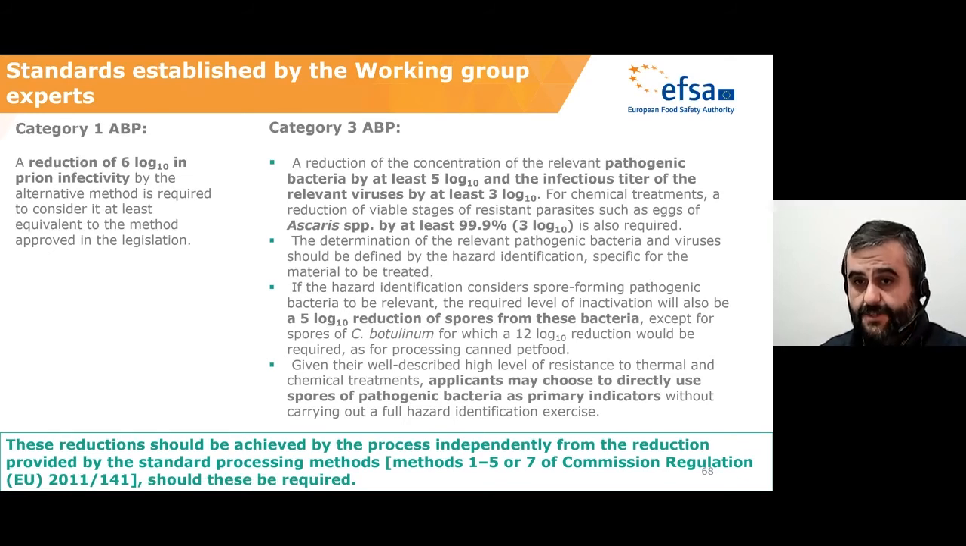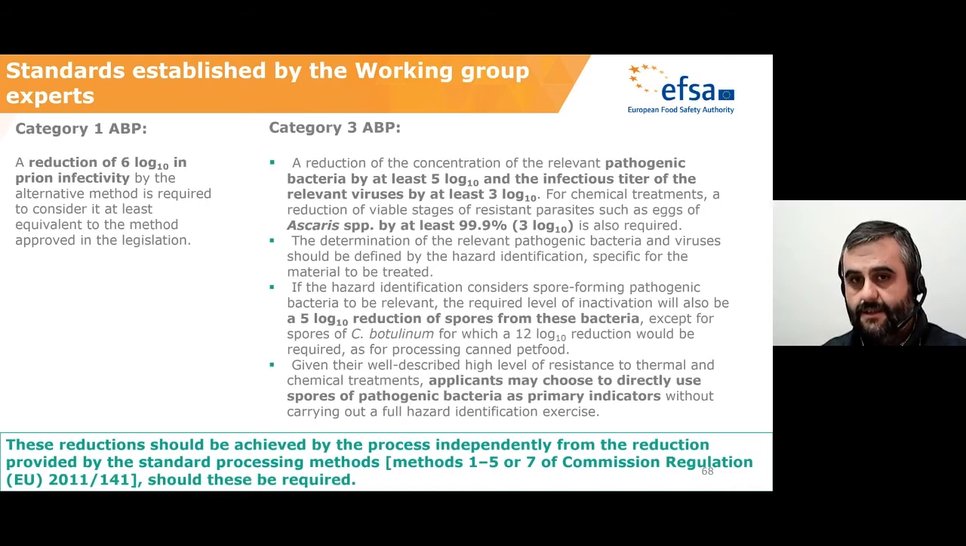For chemical treatments, on top of that, it would also be required to reduce viable stages of resistant parasites, such as eggs of Ascaris, by at least another 3 log. So how can the applicant decide which bacteria or viruses are relevant to focus the application on those particular hazards? This determination of the relevant pathogenic bacteria and viruses should be defined by the hazard identification.